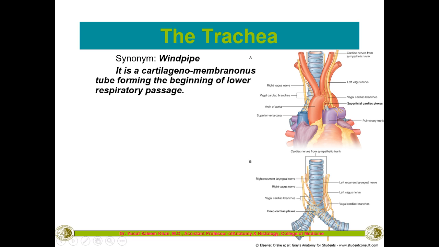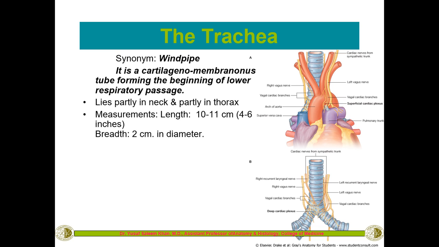So it is covered by the cartilaginous rings as well as the membranous part in between, and it forms a tube which is always patent because of the presence of these cartilaginous rings. It lies partly in the neck and partly in the thorax. If you see, the upper part of the trachea can be palpated in the lower part of the neck, where you can feel the trachea, and the lower part enters the thoracic part. So partly it is present in the neck and partly in the thorax.